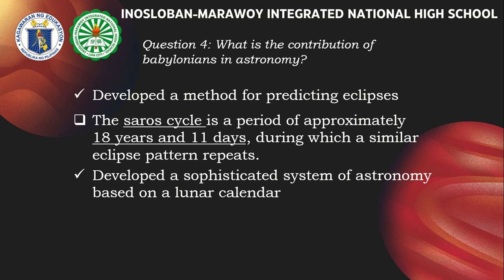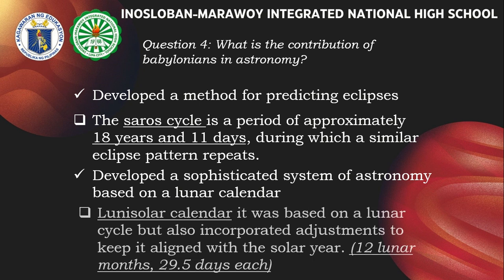Nakagawa din sila ng kalendaryo. Okay, ang galing, ano? Ano ba yung pangalan or what is the calendar which is invented by the Babylonians? Anong tawag doon? It is known as the lunisolar calendar. From the word itself, luni, which means lunar. Nakadepende sila sa moon. It was based on the lunar cycle but also incorporated adjustments to keep it aligned with the solar year. Okay. Yung lunisolar calendar nila may 12 lunar months, which is composed of 29.5 days each month.